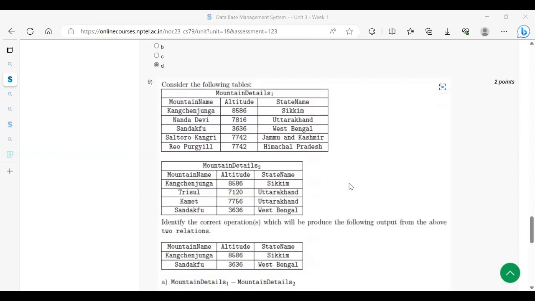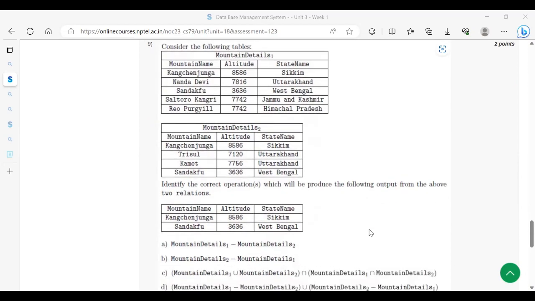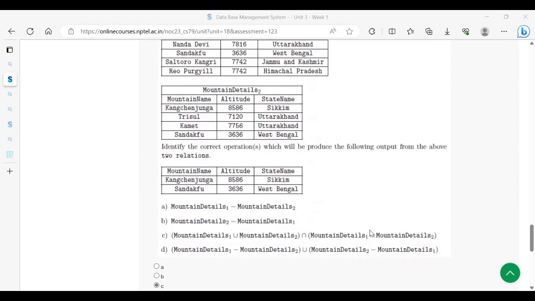Next one, identify the operation and produce the output from the following. So we have two tables. The first table name is mount details S1, and the second is mount details S2. So they are going to ask what is the relation between these two. What you need to do is minus between the first one and the second one. So if you minus the first one and the second one, you are going to get this result.